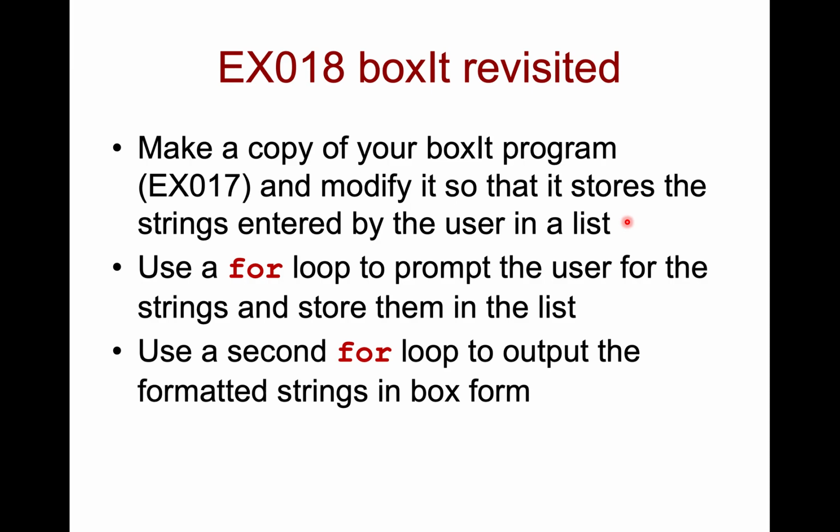Once you've done that, you'll need a second for loop, and you're going to use the second for loop to output the formatted strings in box form. Actually, you'll need a row of asterisks before you enter the second for loop, and you'll need one after the second for loop. You use the for loop to print the actual strings themselves with the asterisks on either side.